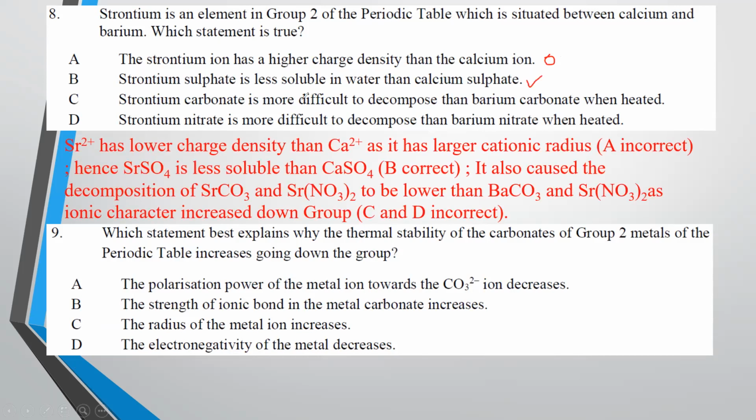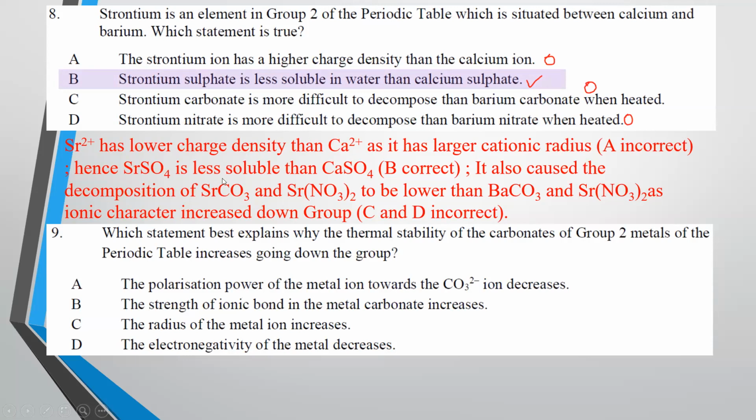Strontium carbonate is more difficult to decompose than barium carbonate when heated, which is wrong, as barium carbonate has a higher decomposition temperature compared to that of strontium. And finally, strontium nitrate is more difficult to decompose compared to barium nitrate, which is also wrong. So the best answer that represents all of this is B, strontium sulfate is less soluble in water than calcium sulfate.